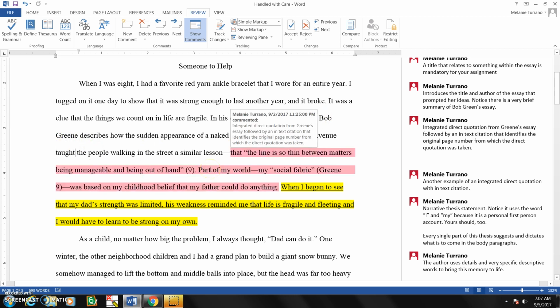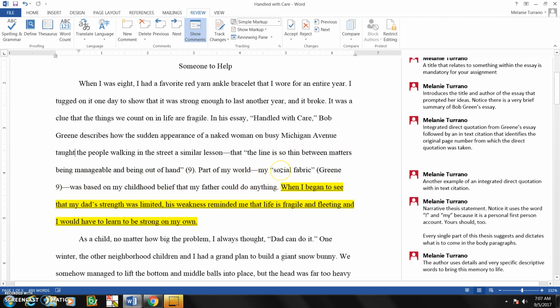She goes on to say that part of her world, her social fabric, she quotes Greene again. This time she didn't say Bob Greene leading up, so she uses his last name here with the citation, was based on my childhood belief that my father could do anything.